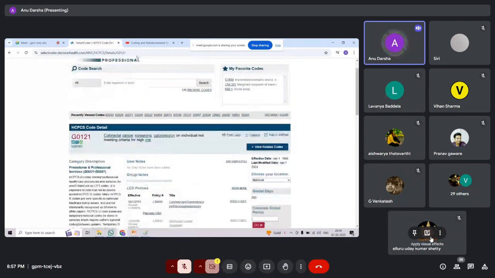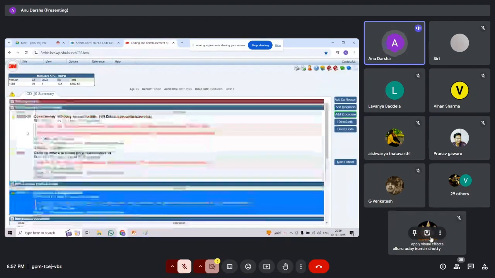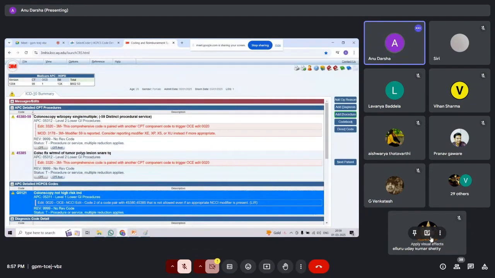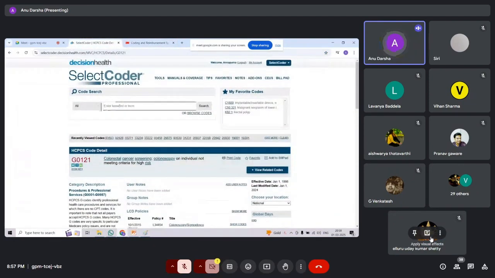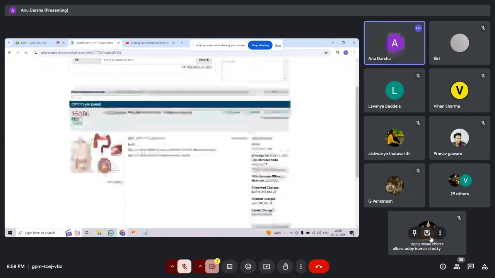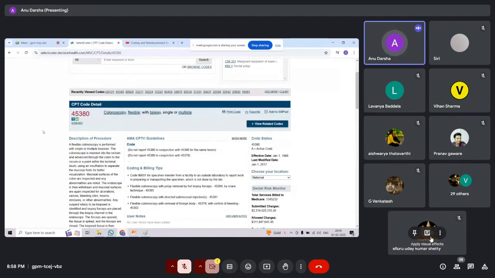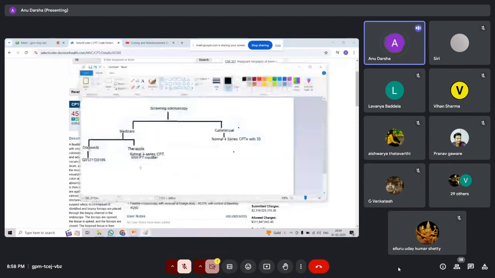Whereas the 4 series CPTs you are using here will not have that information. If you take 45380, I'll open it here. Colonoscopy flexible with biopsy single or multiple, that's it. There is no information that this is done for a normal colonoscopy or specifically for a screening. So that information is missing over here. That's why we are appending additional modifiers to give the information regarding the circumstances of the procedure. That is the logic behind appending, the reason why we have to use these modifiers.